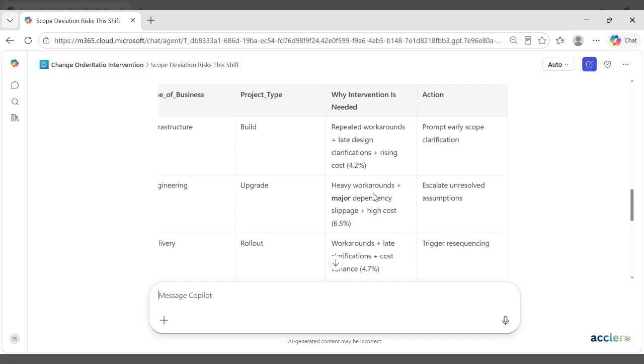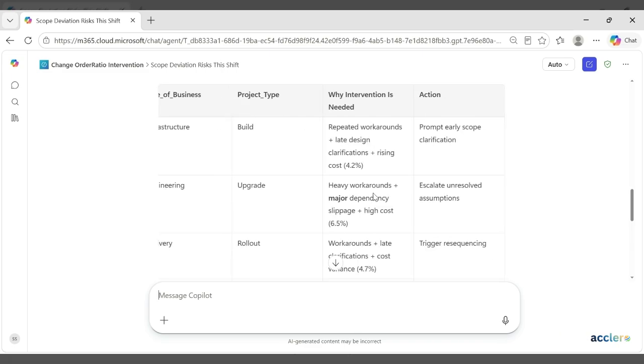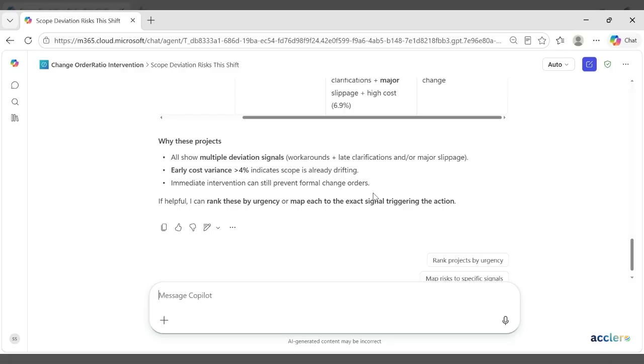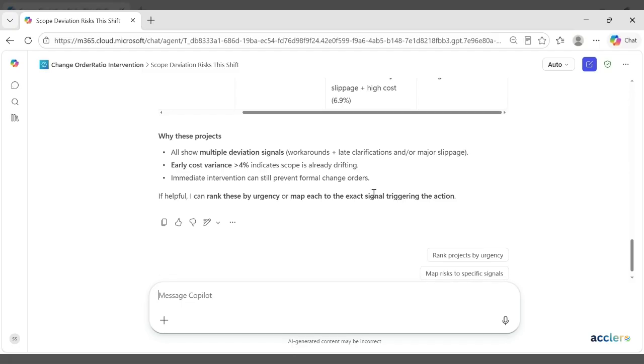So why do all these projects require immediate intervention? Because the multiple workarounds and late design indicate scope ambiguity, the dependency slippage impacts downstream execution, and the cost variance, which is above the threshold, shows early-stage scope creep. So addressing these early will prevent contract cost changes later.